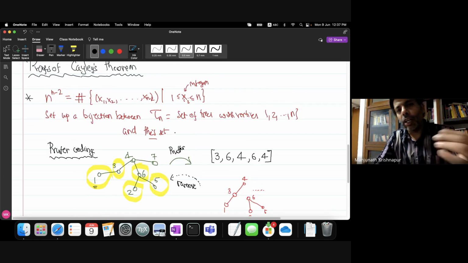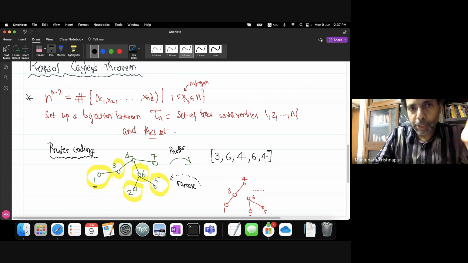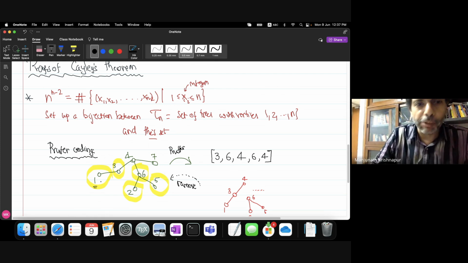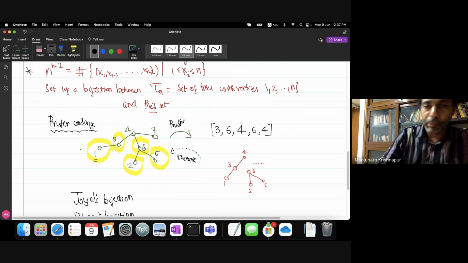So when you code a tree by a tuple, it's an entirely different looking object. Some features of the tree are well preserved in the coding. Some features are not well preserved. For example, if I ask you how many leaves there are in this tree, by just looking at the coding you can immediately tell, because it is all those numbers which did not appear here: 1, 2, 5, and 7. They didn't appear, so those are the leaves of the original tree.